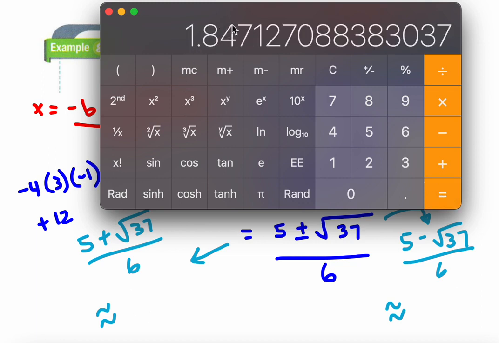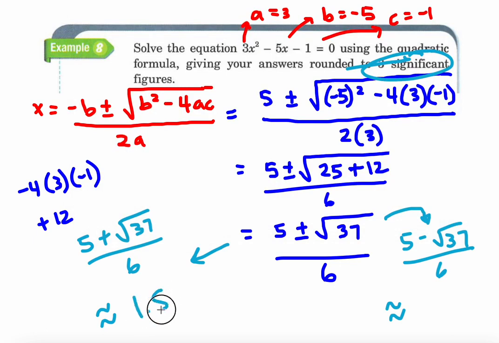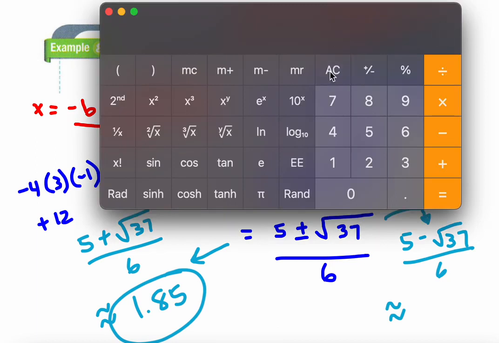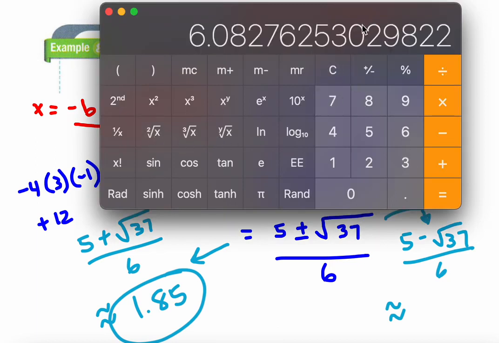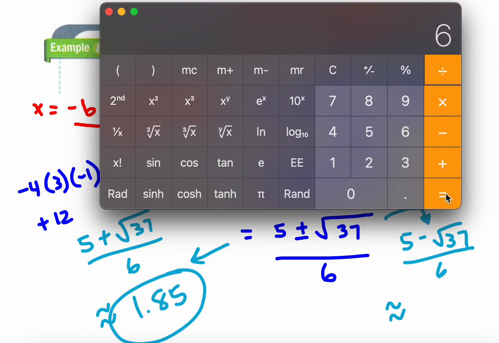So I get 1.85 because a 7 will round it up to a 5. 3 significant figures. So 1, 8, and 5 are your 3 significant figures. 1.85. That's my first one. Then I have 5 minus the square root of 37. All right, square root of 37 again is this, 6.08 blah, blah, blah. 5 minus, I'm going to do a little trick in my calculator that I love doing. If it's 5 minus this number, it's going to be the difference but negative, right? So instead of rearranging everything in my calculator, I'm going to take the square root of 37, subtract 5, and then I'm going to take the negative answer of that. Okay? And then I'm going to divide it by 6 to get my answer.